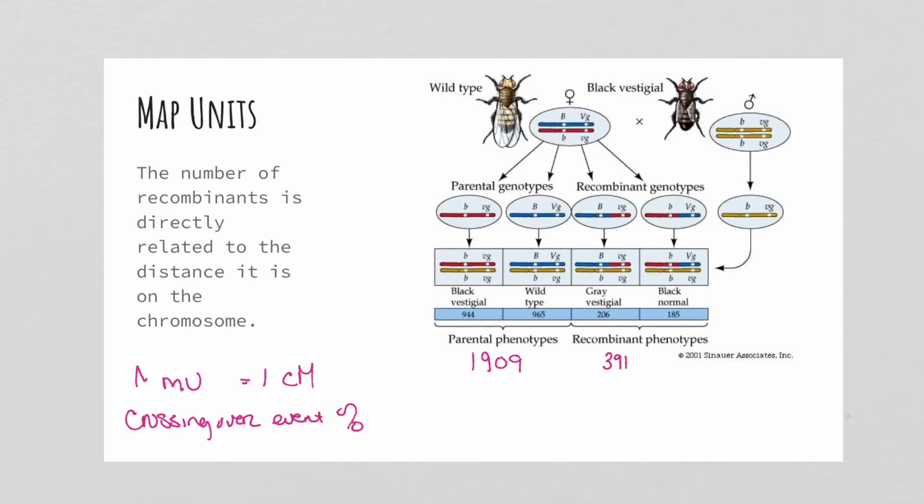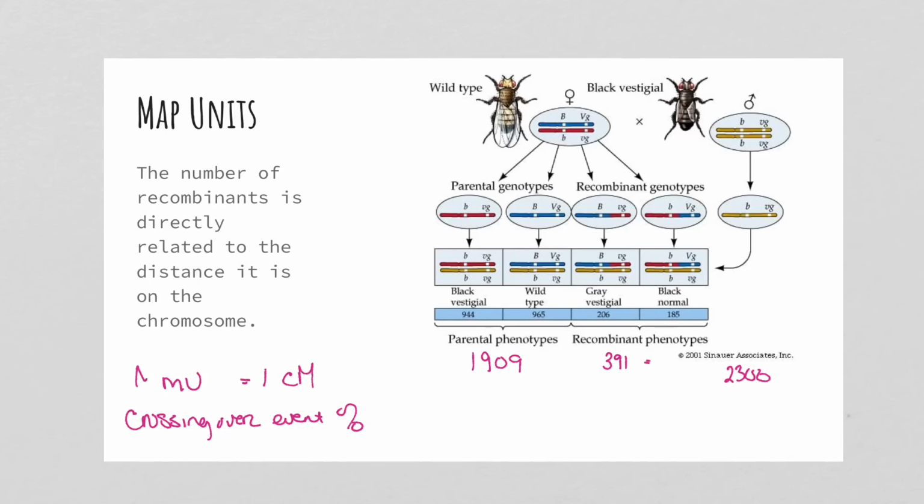And of my recombinants, I would see that there was a total of 391 recombinants. I'm going to add these two together to find out how many total we were working with. So the total number of fruit flies that were looked at is 2,300. That's such a beautiful thing about fruit flies: you can get so many progeny to look at in such a short period of time, which is great when you're doing genetics.